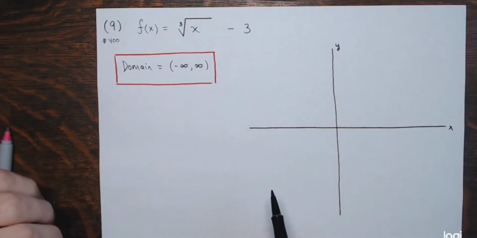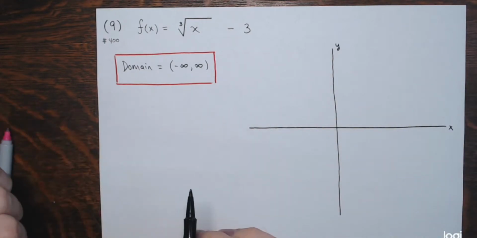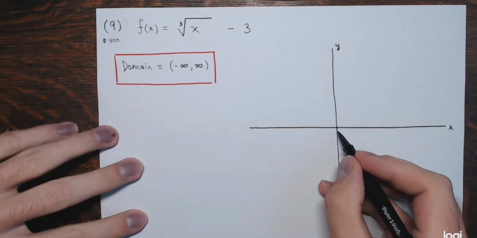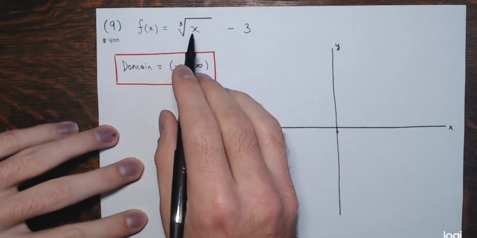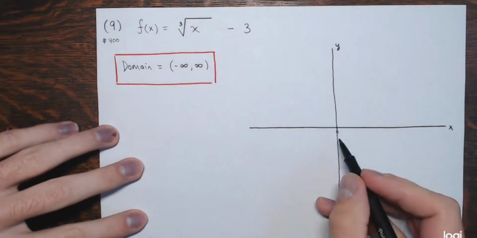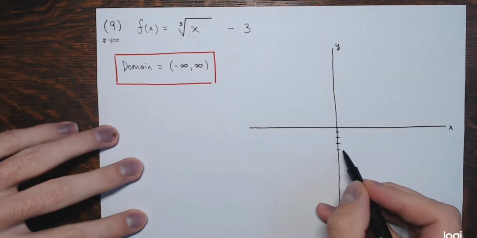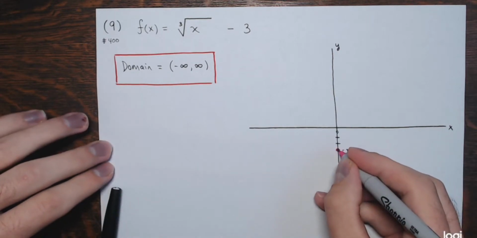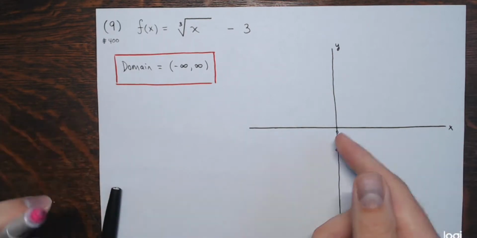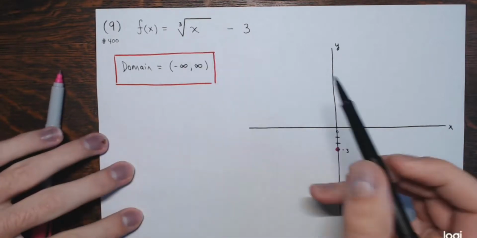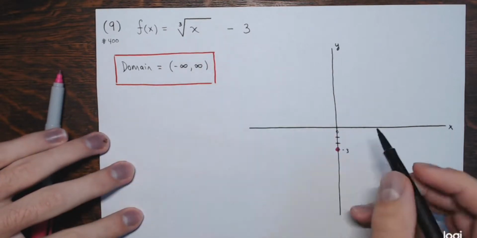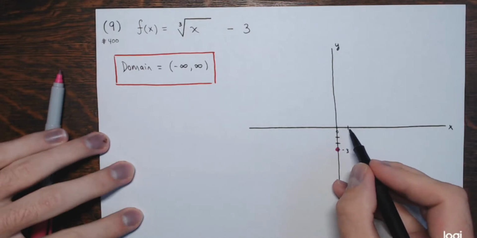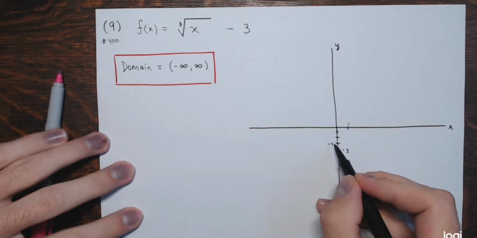And instead of making the table like I've been making, I'm just going to plug in the numbers. If I input 0, cube root of 0 is 0, then minus 3, output negative 3. So input 0, output negative 3. And then I'll start going to the right. Input 1, the cube root of 1 is 1, 1 minus 3 is negative 2. So input 1, output negative 2.